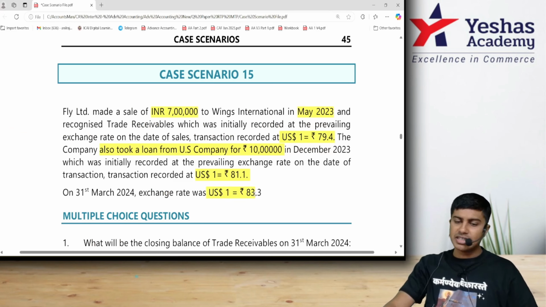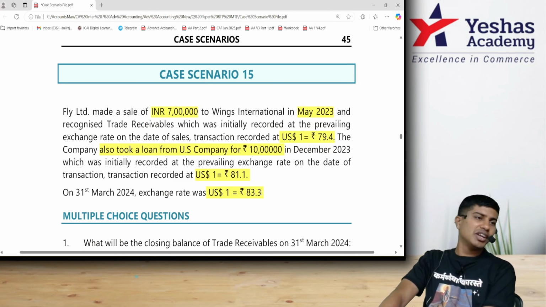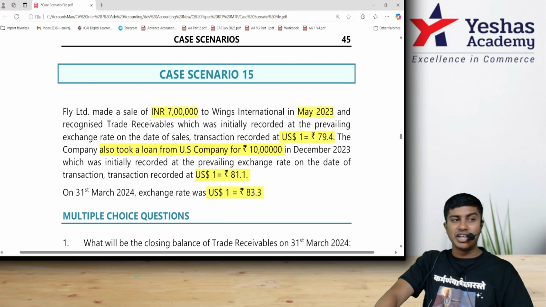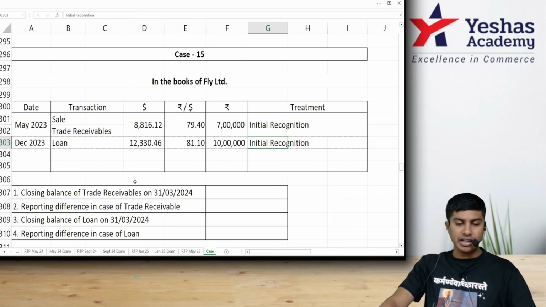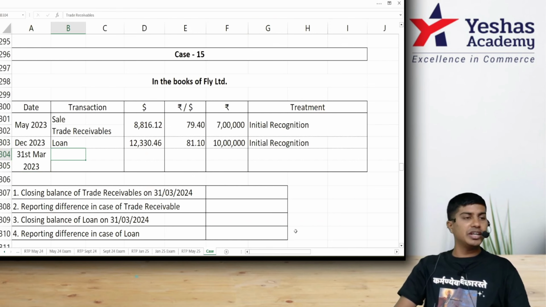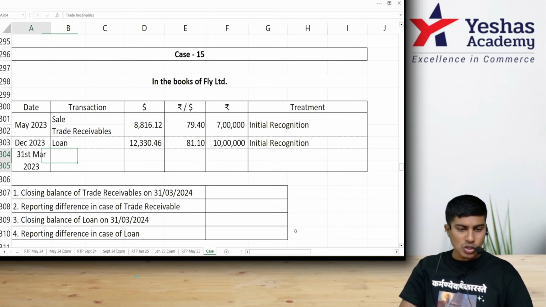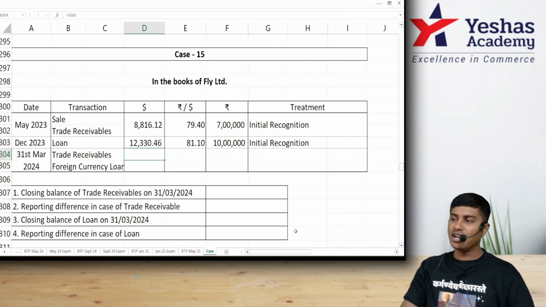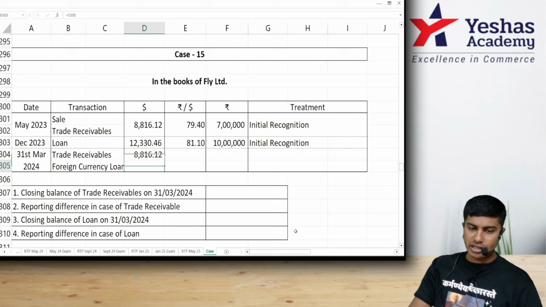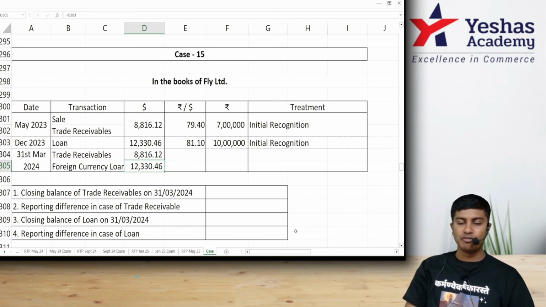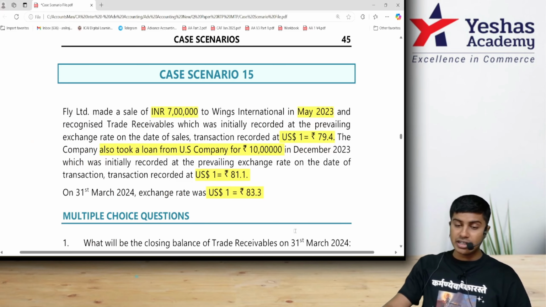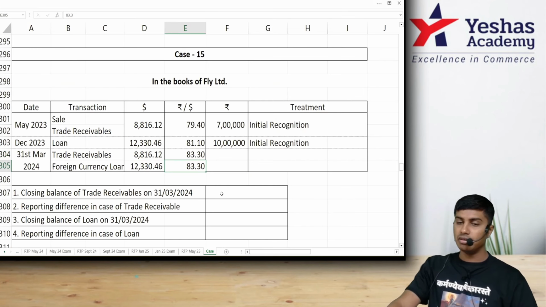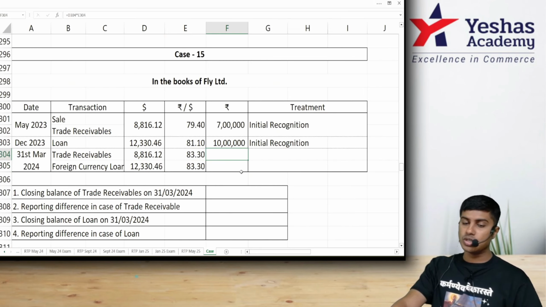On 31st of March, the exchange rate is 83.3. They have not given us any information on whether it is paid or not, so obviously it's still outstanding. On 31st of March 2024, I will take my trade receivables and loan at $8,816.12 and $12,330.46, but it will be converted at the closing rate of 83.3. Help me compute the closing value in rupees.